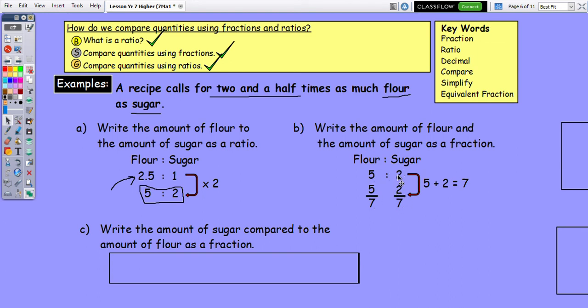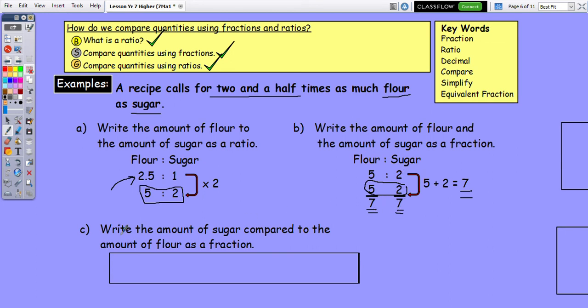So if I add the ratios together, I get the denominator for the fractions. Remember that a ratio is just another way of writing a fraction. And look, our numerators are our ratios, and if I add the ratios together, I get the denominator. So every 5/7 flour, there are 2/7 sugar.